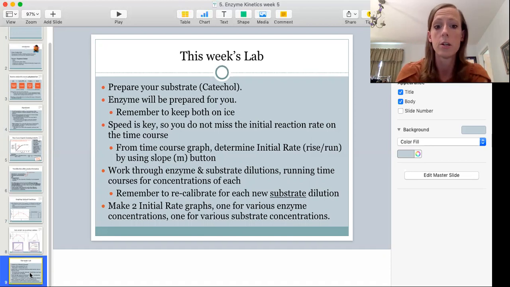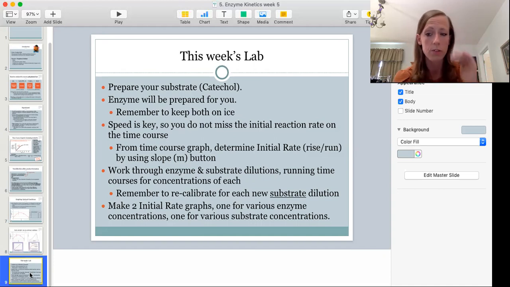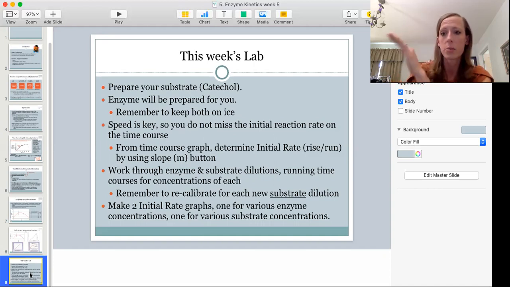All right. So then from your time courses, which again, you're going to do a couple times and average, you want to acquire the initial rate by using that slope button, okay? And then you're going to make different dilutions of enzymes, so you have different concentrations of enzyme. And then you're going to make different dilutions of substrate, and you're going to have different concentrations of those. And combine those, run time courses for each.